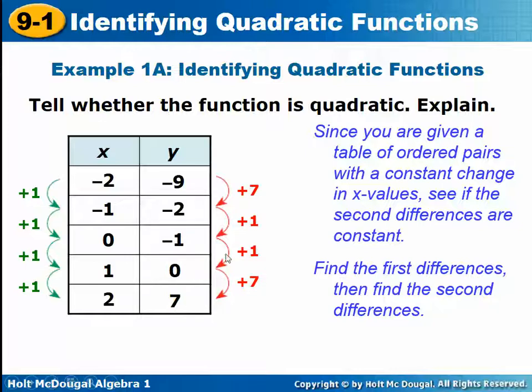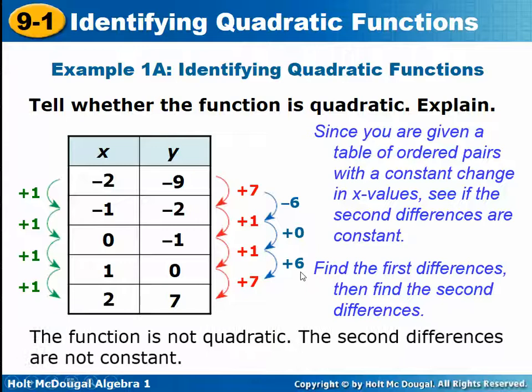So these are not constant. It's not linear. Let's check the second differences. 7 to 1, you would subtract 6. That's minus 6. From 1 to 1 there's no change, so that's plus 0. And then from 1 to 7 is plus 6. The second differences are not constant. This is not quadratic. So it's not linear, it's not quadratic, and we could do some other things to find out if it's a different kind of function, but we won't worry about that until another day.